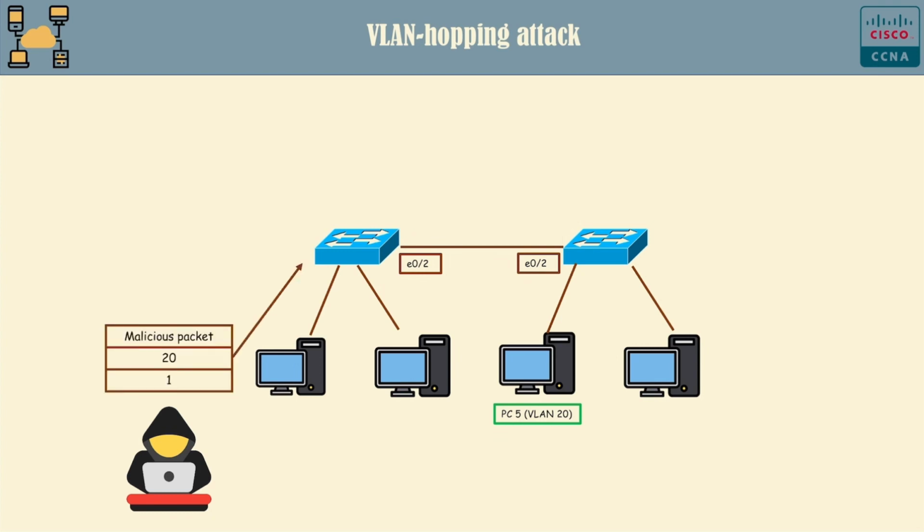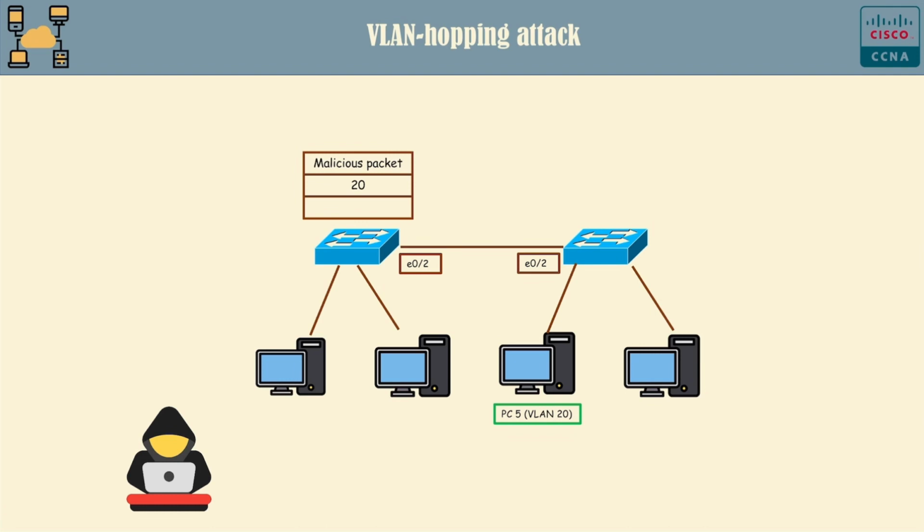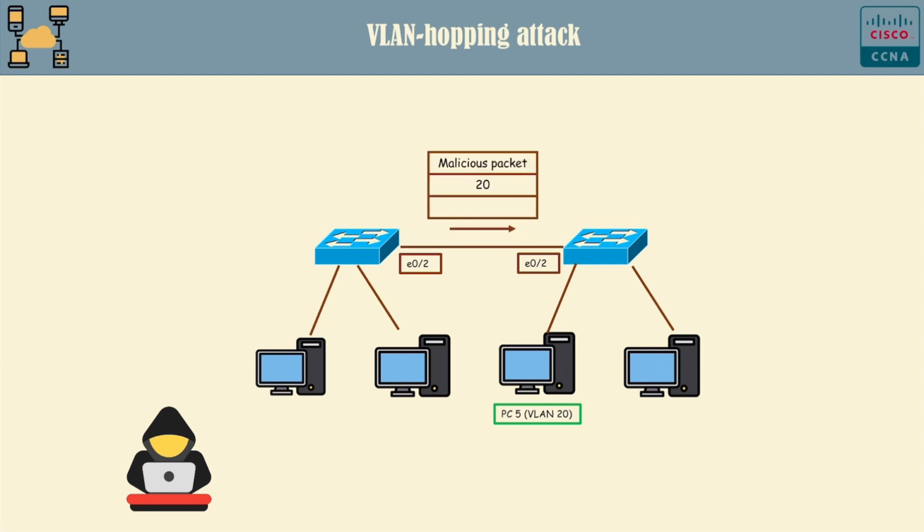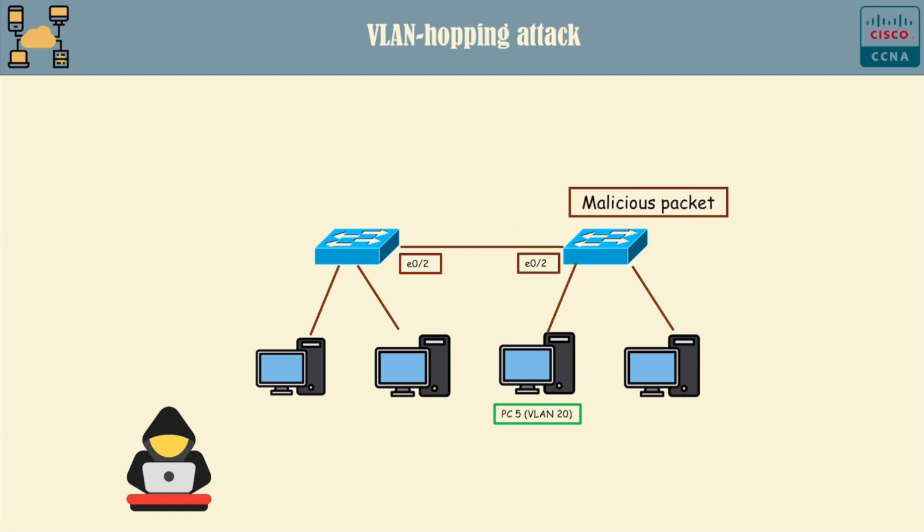However, the attacker uses software to add VLAN 20 and VLAN 1 tags to the packet before it exits port E0/2. Since the trunk port doesn't send a VLAN 1 tag, only the VLAN 20 tag remains on the packet when it goes to switch 2. This tag is removed, leaving only the malicious packet, which is then forwarded to PC5 in VLAN 20. This is what we call a VLAN hopping attack.